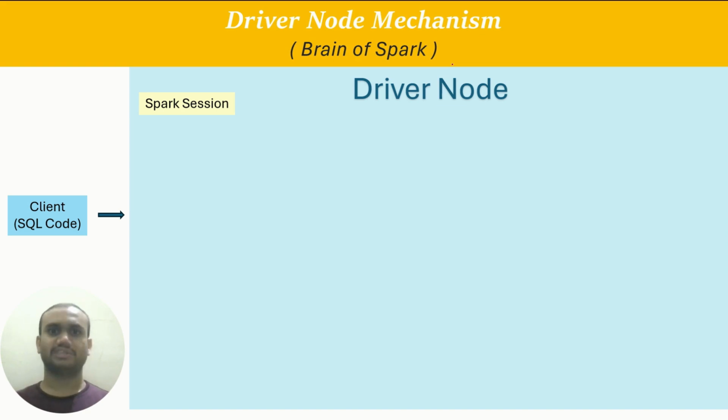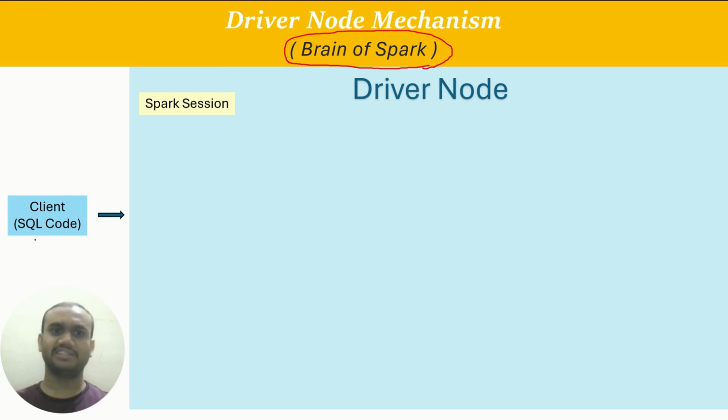As soon as you submit your code, this is the first point of contact where your code interacts with the cluster. It is responsible for designing how your code will work, how each and every line will behave, and how each line will be processed. That is why it is called the brain of Spark as well. So let's start with this.